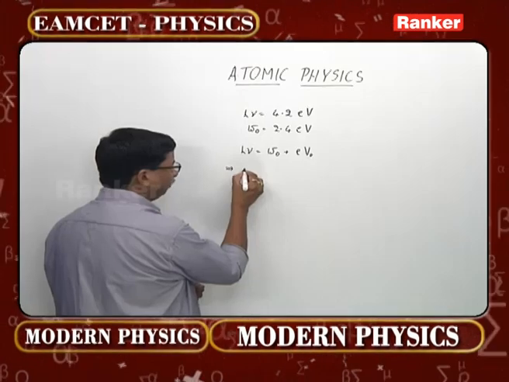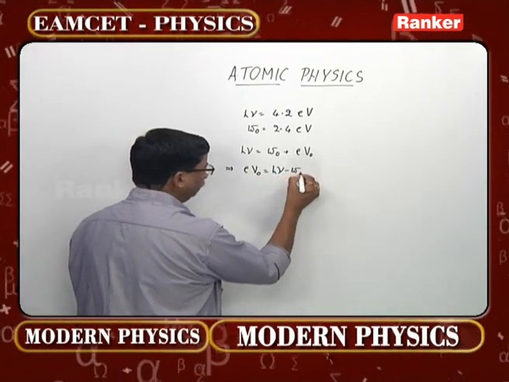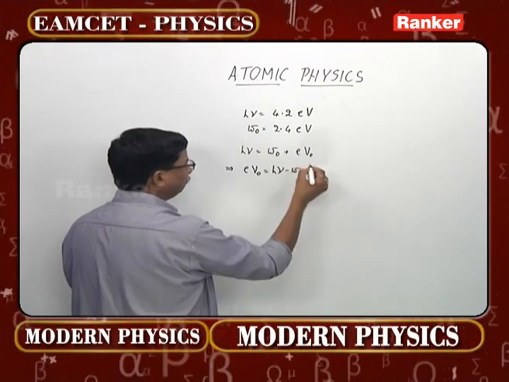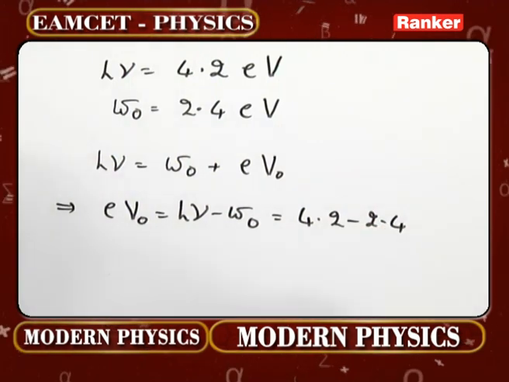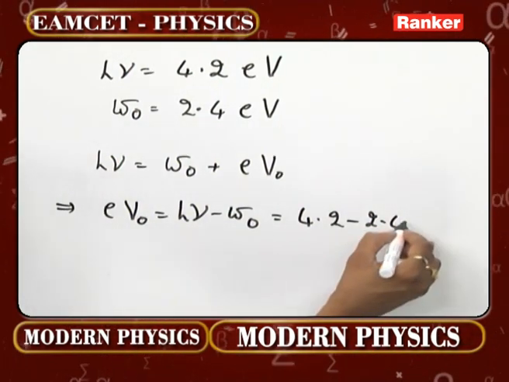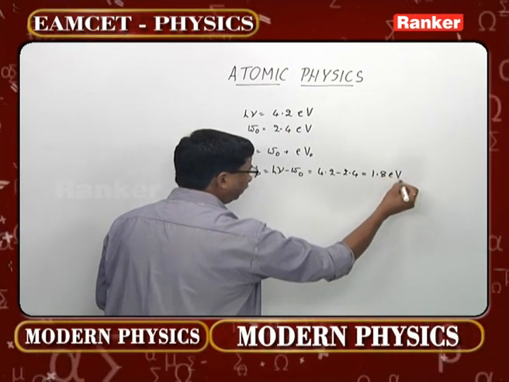So, I can write it this way: eV0 is equal to hν minus W0. hν is 4.2 minus 2.4, and 4.2 minus 2.4 now becomes 1.8. So, directly, 1.8 electron volt.